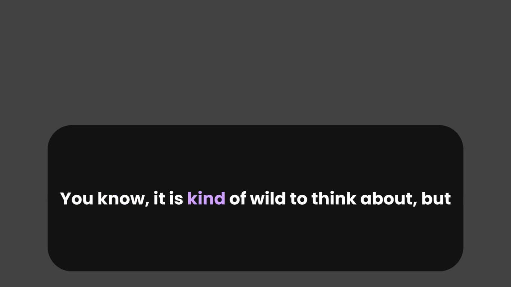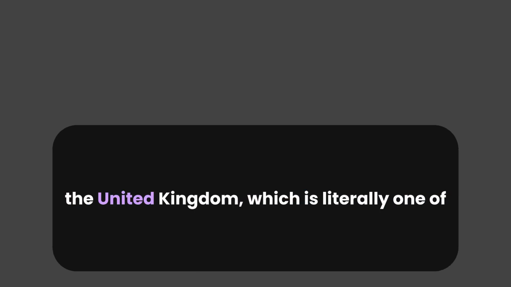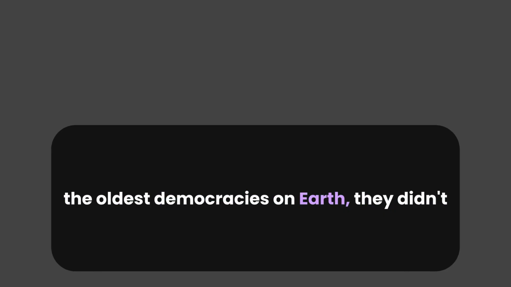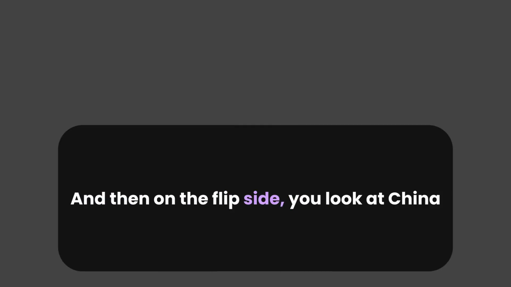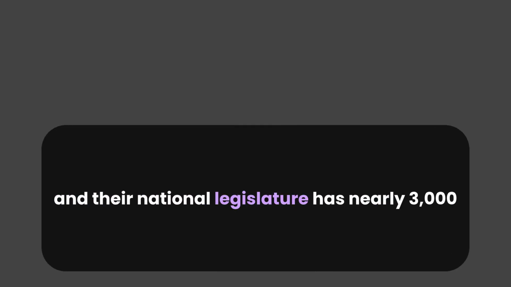You know, it is kind of wild to think about, but the United Kingdom, which is literally one of the oldest democracies on Earth, didn't officially have a Supreme Court until 2009. Right, yeah. And then on the flip side, you look at China, and their national legislature has nearly 3,000 members.